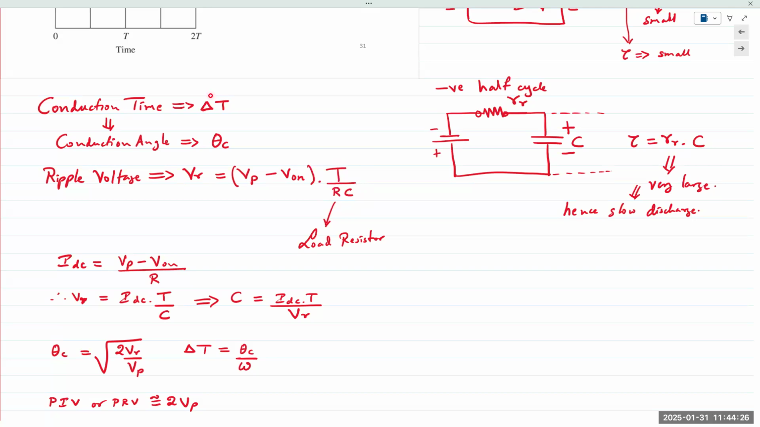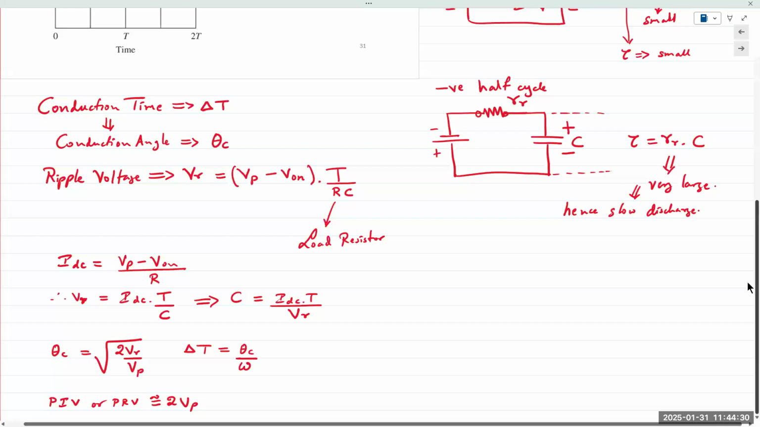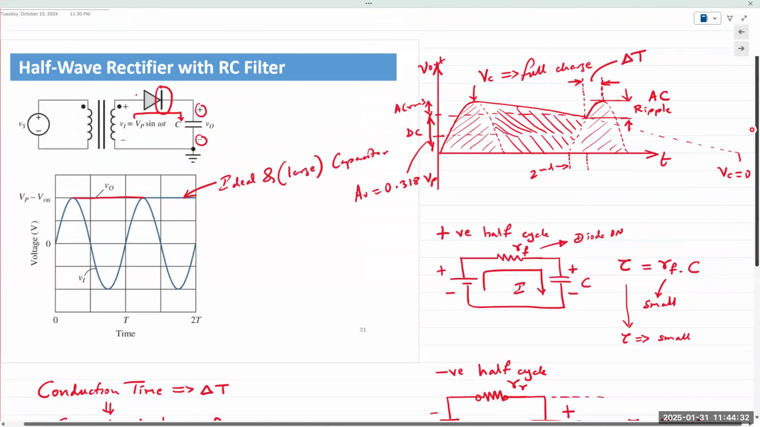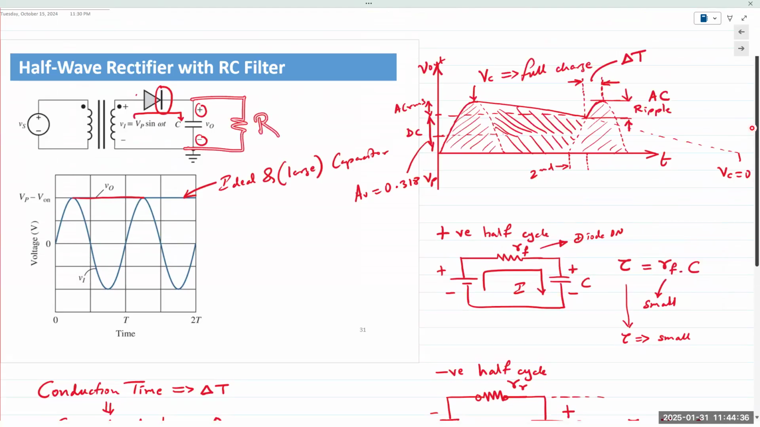The R would be the load resistor. If you have a diode and you connect a load resistor right here, the capacitor would discharge through that load resistor. So that would be the RC time constant.